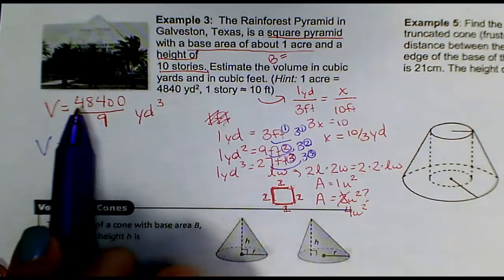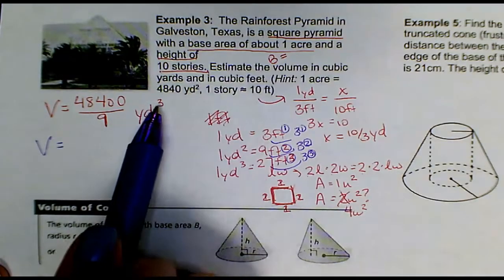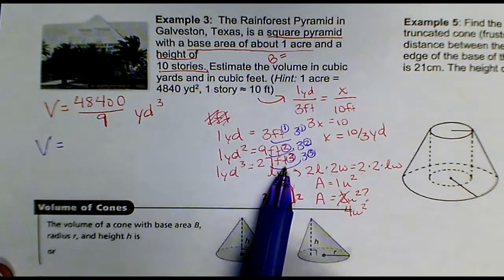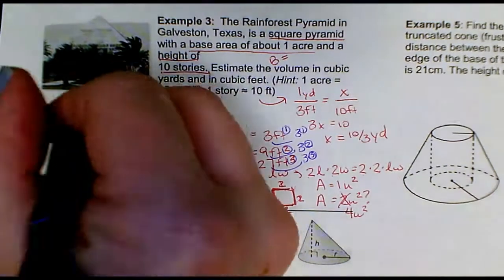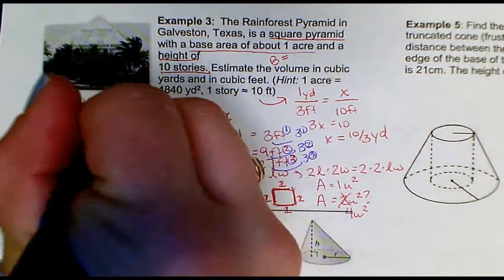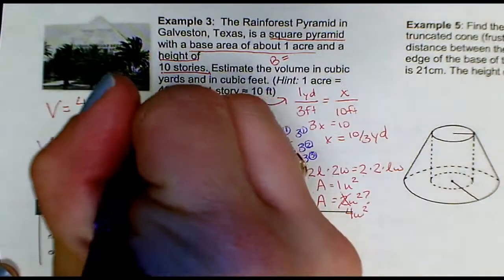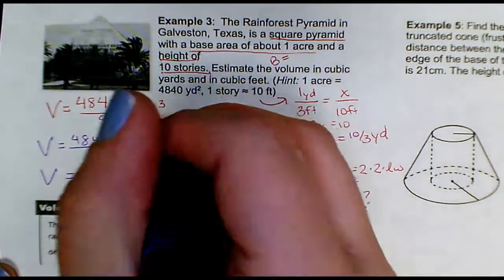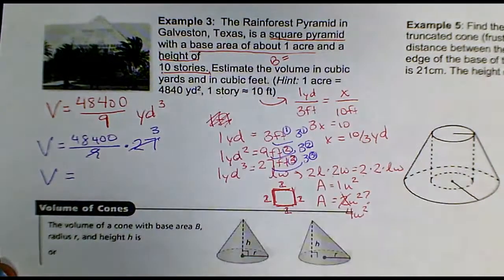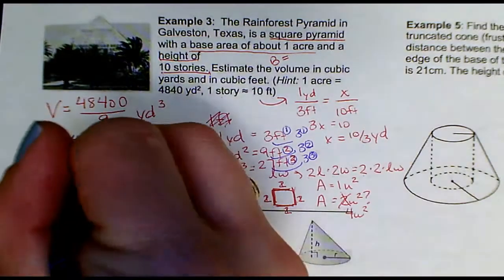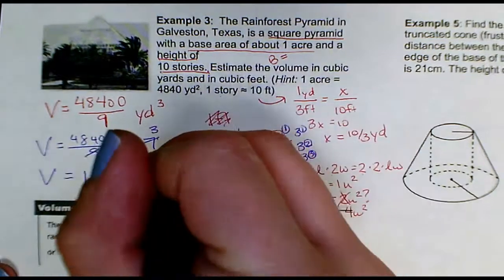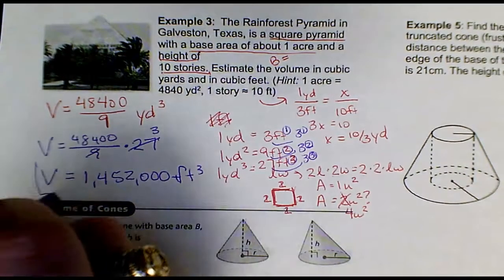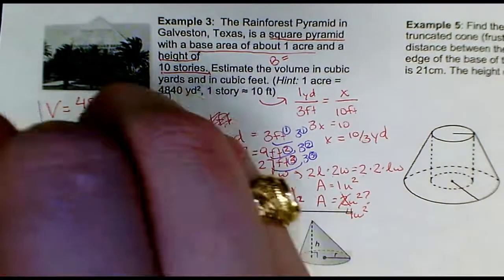So instead of multiplying this answer by 3 feet, I need to match my units. So yards cubed, that doesn't change by 3 feet, that changes by 27 feet cubed. So I'm going to take my 48400 over 9, and I'm going to multiply by 27. So my volume, these are both divisible by 9, by 3 here. And when I multiply 48,400 by 3, I end up with 1,452,000 feet cubed. So here's my feet cubed answer, here's my volume cubed answer.